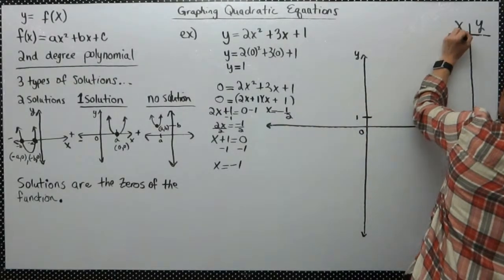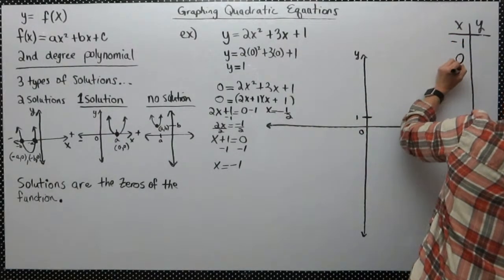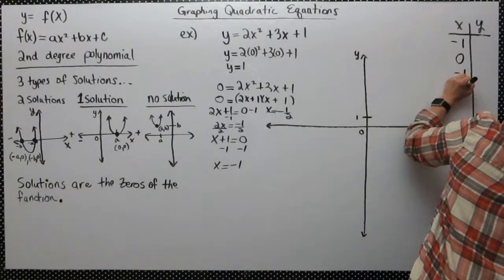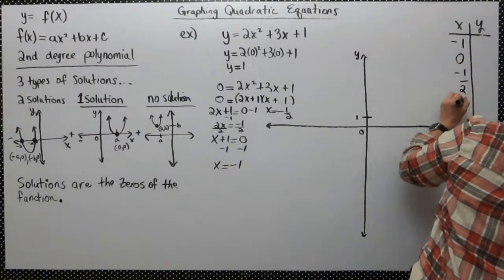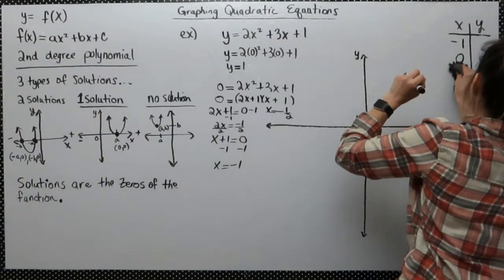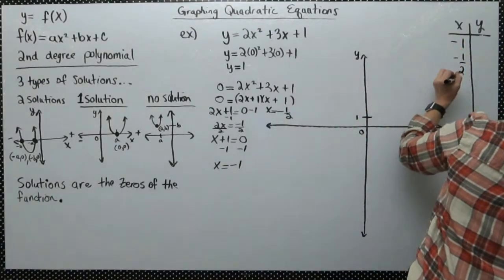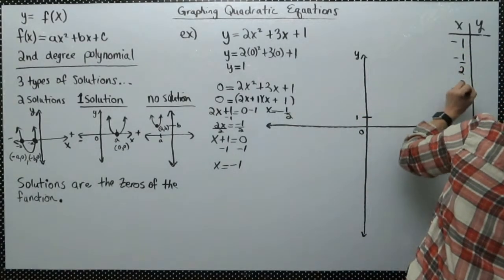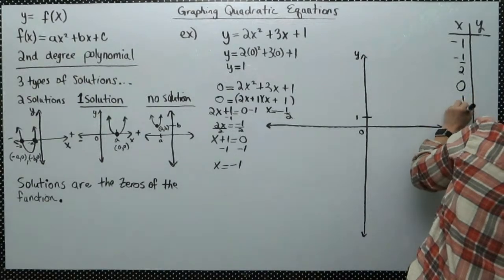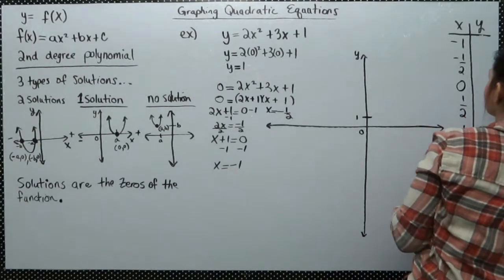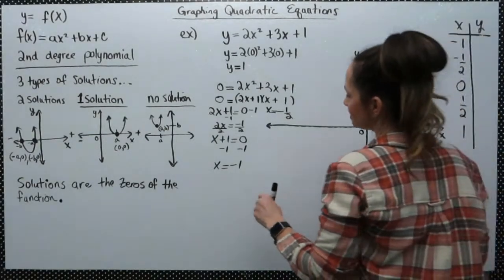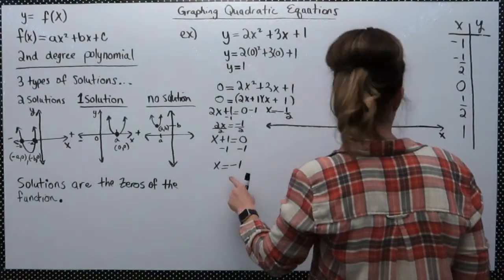So we'll go negative 1, 0, negative 1/2. Oh, silly. Negative 1/2. And then 0. And we'll do 1/2. And then 1. Okay. So we've got our two critical values.